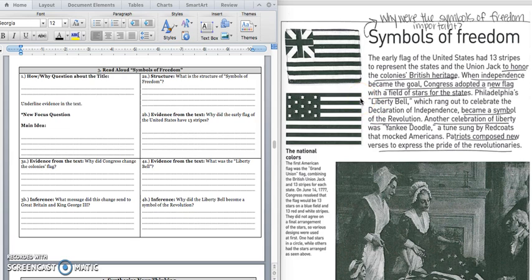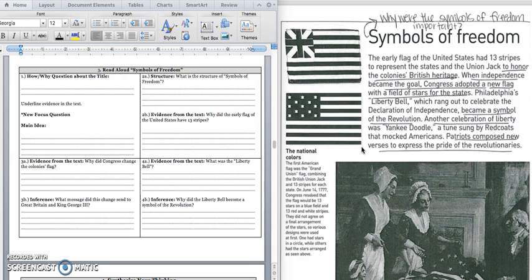Philadelphia's Liberty Bell, which rang out to celebrate the Declaration of Independence, became a symbol of the Revolution. Another celebration of liberty was Yankee Doodle, a tune sung by redcoats that mocked Americans. Patriots composed new verses to express the pride of the revolutionaries.